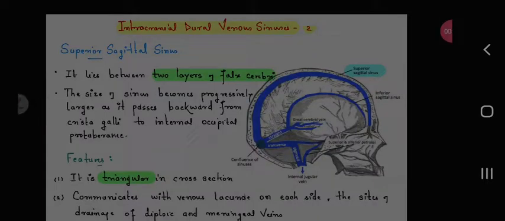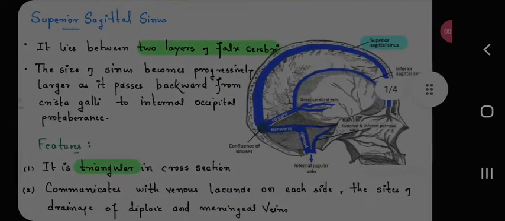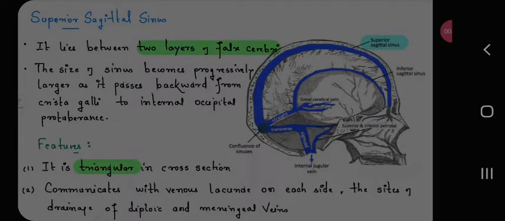Intracranial dural venous sinuses. Superior sagittal sinus. It lies between two layers of falx cerebri. The size of the sinus becomes progressively larger as it passes backwards from crista galli to internal occipital protuberance.